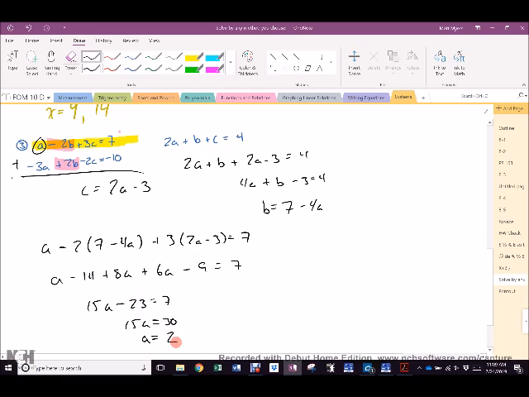All right, now, when a is 2, where can I put that? Anywhere I see an a. So could I put it right there? And what would that give me? c equals 2 times 2 minus 3. What is 2 times 2 minus 3? 1. c equals 1. Now, what's the only thing I'm missing? b.